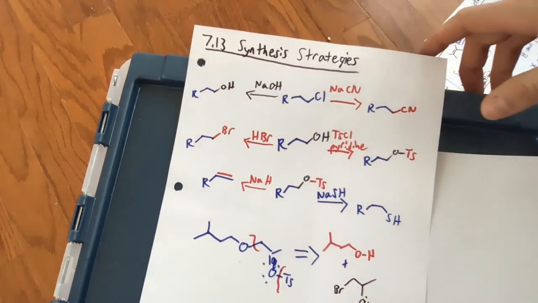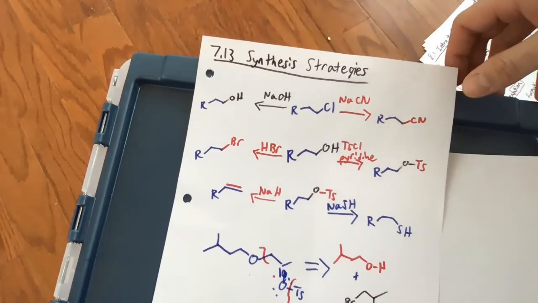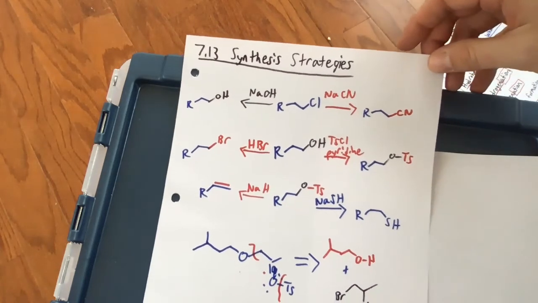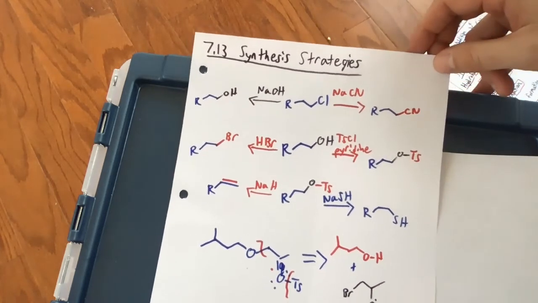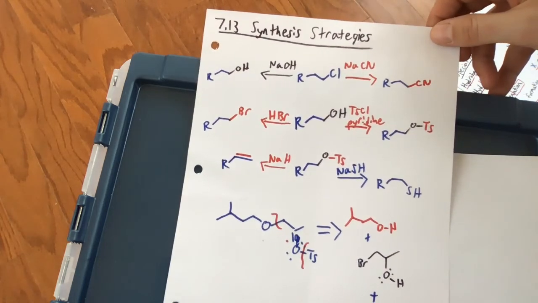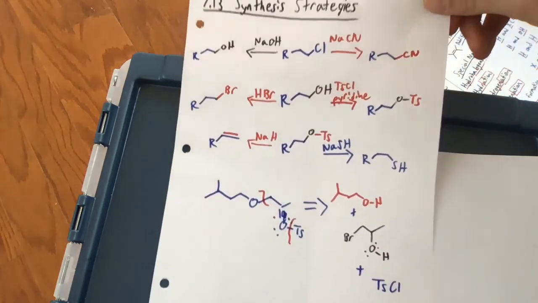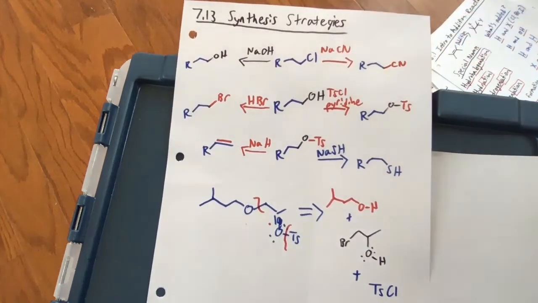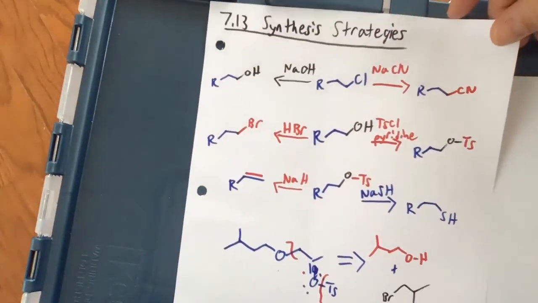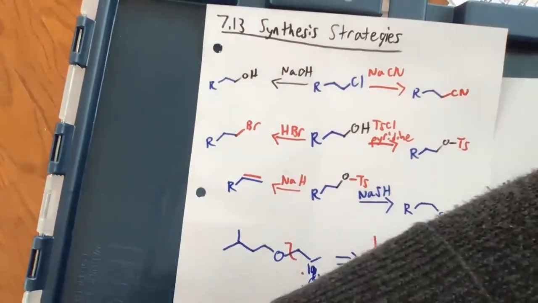So as we move on, we will continue to have new mechanisms and new reactions in our tool belt, and we have to remember just why we have them. It's because we have a tool belt and because we need to be able to use them to make new molecules. That was 7.13.